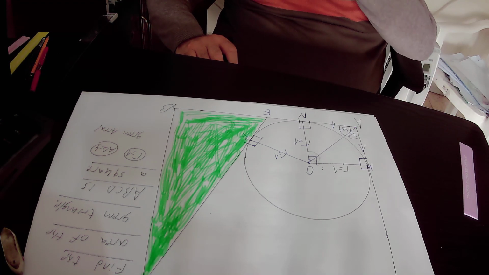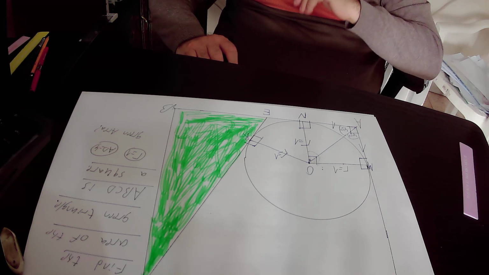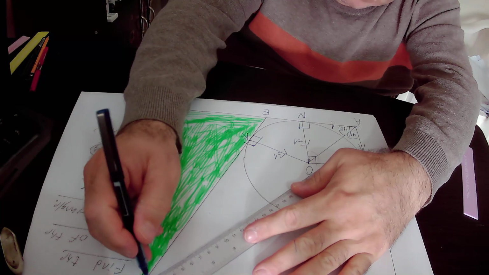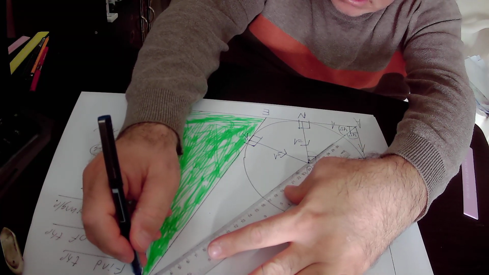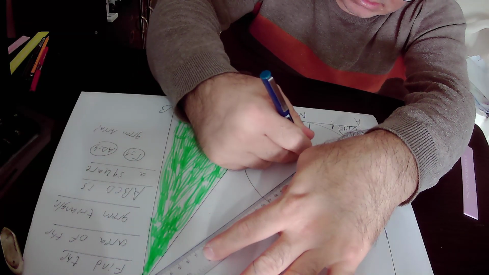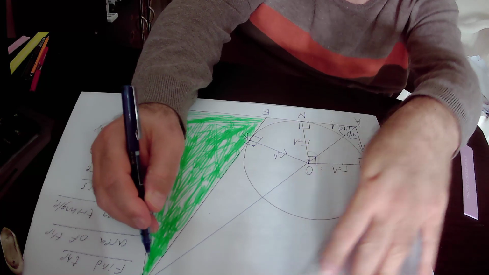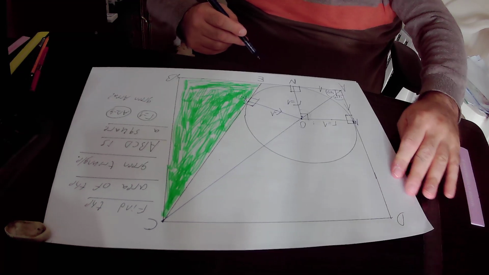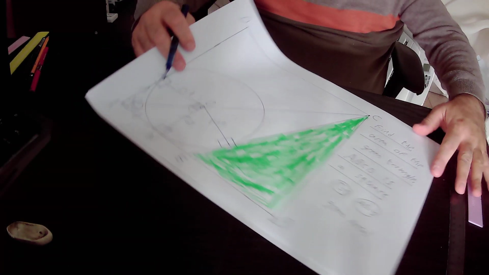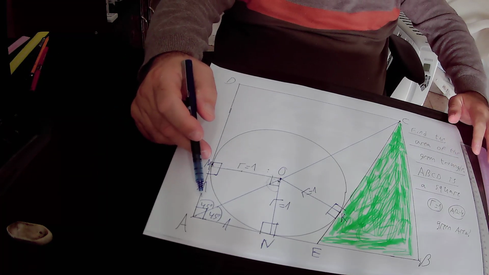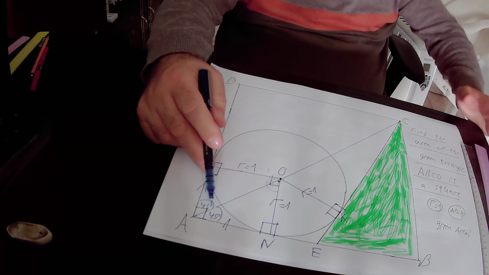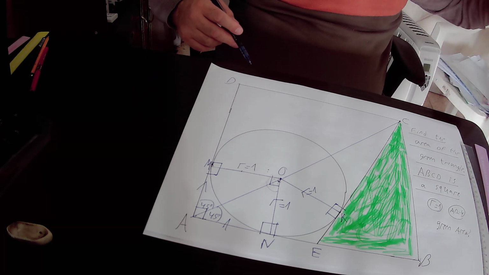And if we relate to the big square ABCD, then according to rule number six, this diagonal CA bisects the same angle A into two angles of 45 degrees. That is to say, this angle will be equal to 45 degrees and this angle will also be equal to 45 degrees. So this is according to rule number six.